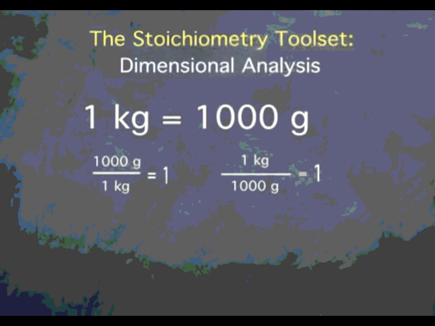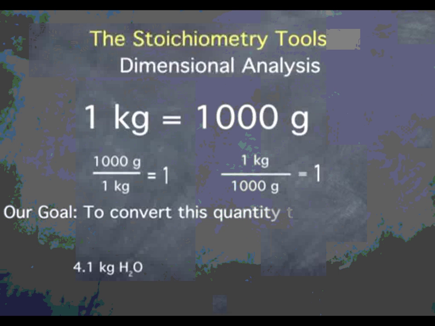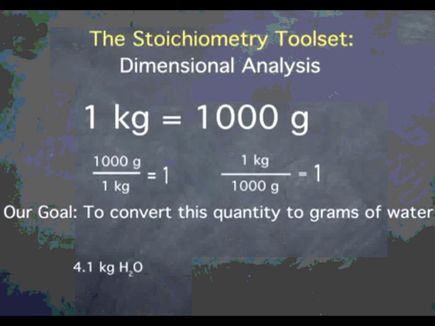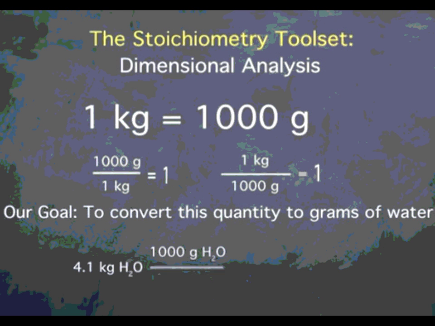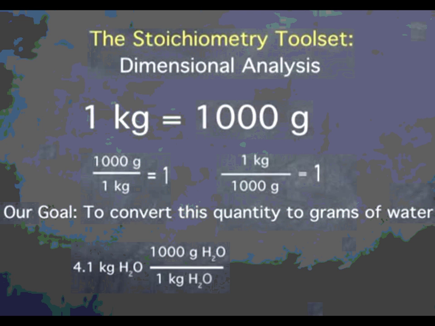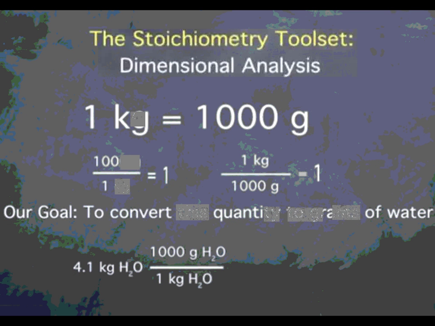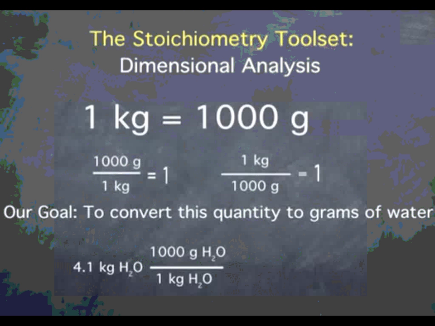They allow us to convert from quantities in grams to quantities in kilograms, and vice versa. Consider, for example, the quantity 4.1 kilograms of water. And say we want to convert this quantity to grams of water. We begin by writing down our initial quantity of 4.1 kilograms water. Next, we multiply by the ratio 1,000 grams water over 1 kilogram of water. Remember that above this ratio was shown to be 1, so we are just multiplying our initial quantity by 1. This multiplication does not change the amount of water. It merely changes the units we are using to describe this amount of water.